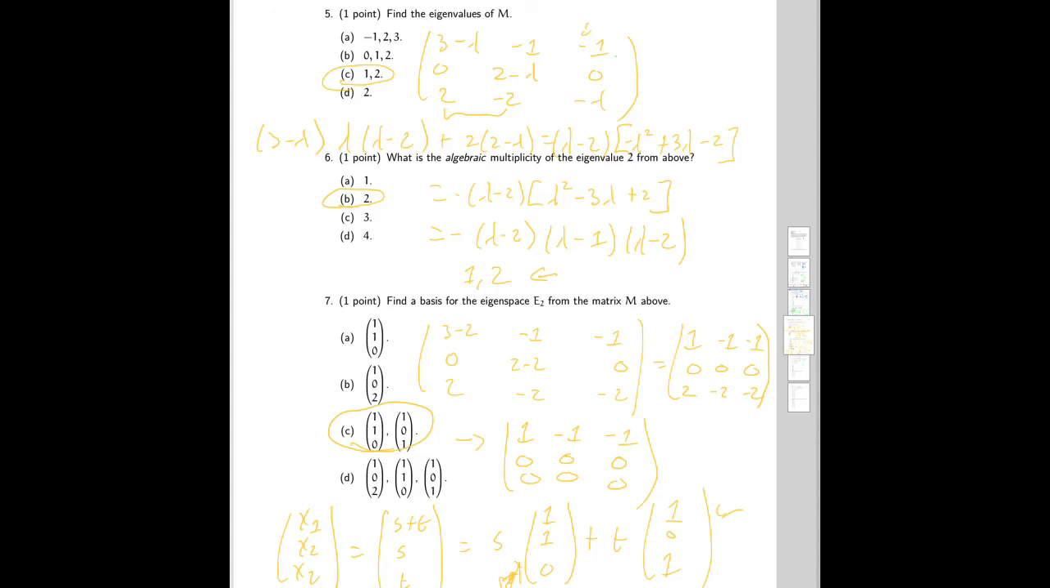So don't be so alarmed if you don't get the exact same answer right here. It could just be that you row reduce things differently. And then you're going to have to make sure to see which one of these matches up with your answer choice.